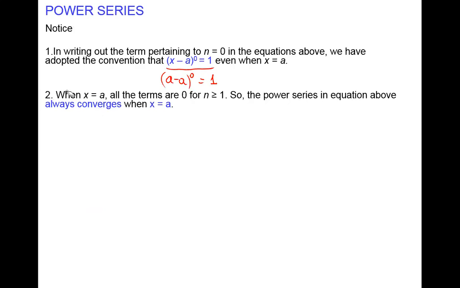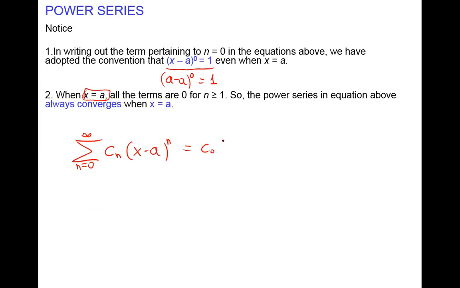Then we also have a second note. If x is a, which means x has the value of the center of that interval, all terms are 0. So the power series in our equation above always converges. I can copy this. This is my power series, the sum of c sub n, x minus a to the power of n, starting from 0 to infinity.